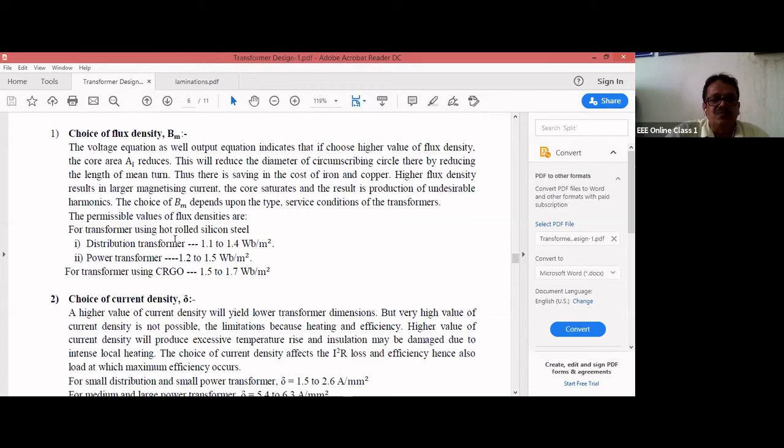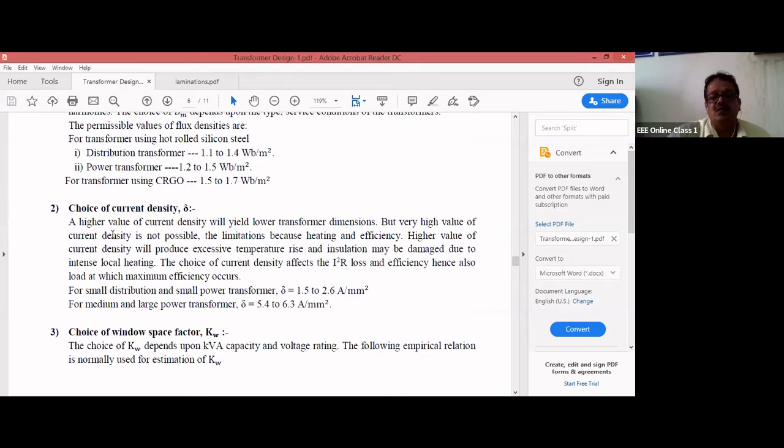If the transformer uses hot rolled silicon steel, for power transformer, I can go for 1.2 to 1.5 Wb per meter square. This is the flux density for power transformer. For transformer using CRGO, meaning cold rolled grain oriented, if they use this type of sheets, then the flux density is 1.5 to 1.7 Wb per meter square. This is the choice of flux density.